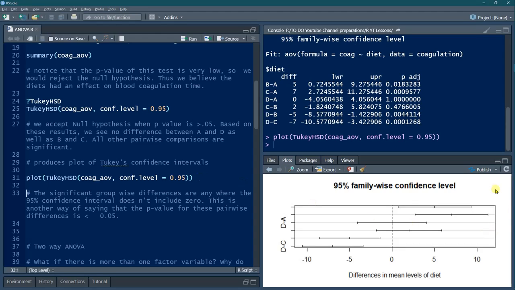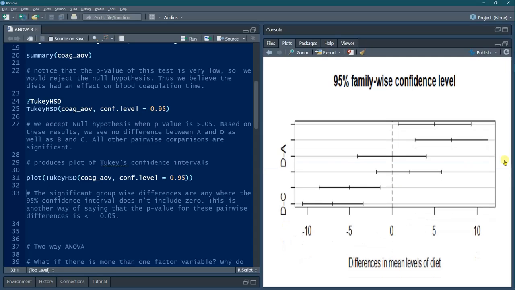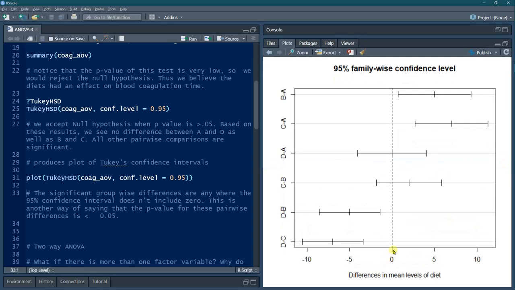When we do this plot, it's easy to see here. We have to see whether 0 lies within that range. Now in the case of D-C and D-B, 0 is not lying. So therefore these are significant differences. In these 2 cases again, we find that 0 is not lying in these lines. Therefore these are significant. That's how we interpret this.